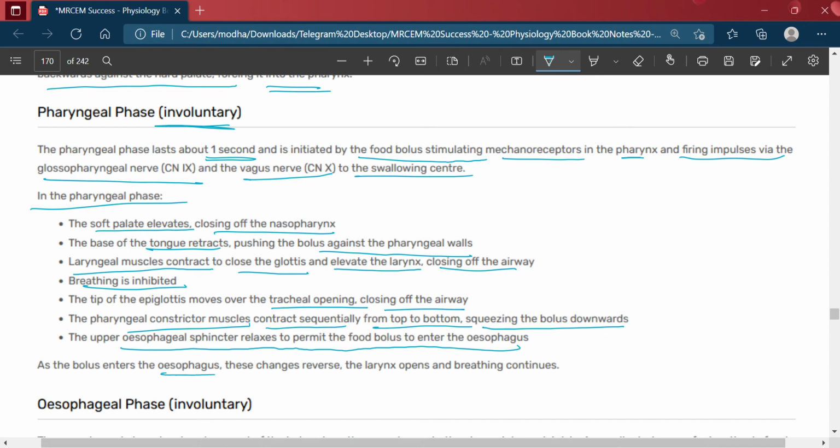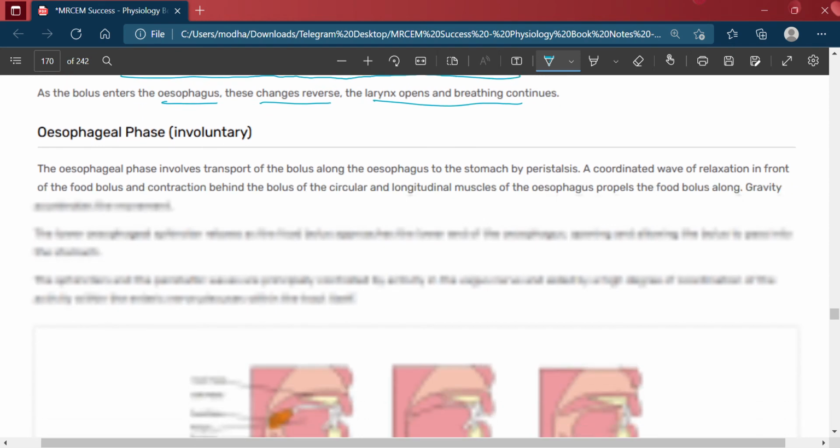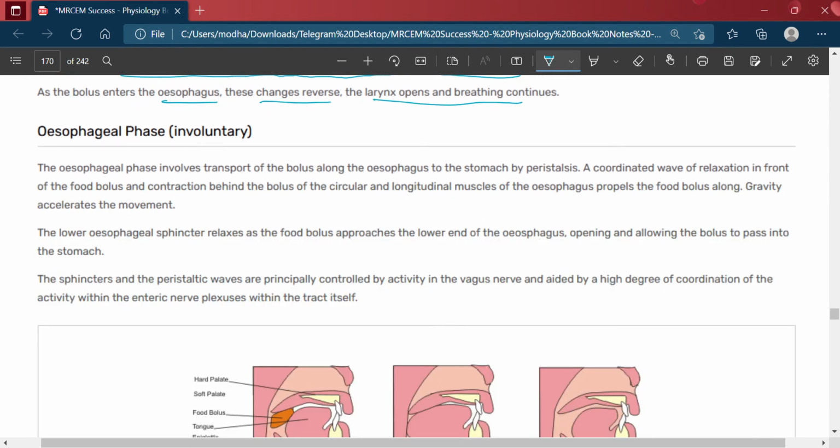As the bolus enters the esophagus, these changes reverse. The larynx opens and breathing continues. Then there is the esophageal phase, which involves the transport of the bolus along the esophagus to the stomach by peristalsis: a coordinated wave of relaxation in front of the food bolus and contraction behind the bolus of the circular and longitudinal muscle of the esophagus propels the food bolus along. Gravity accelerates this movement.